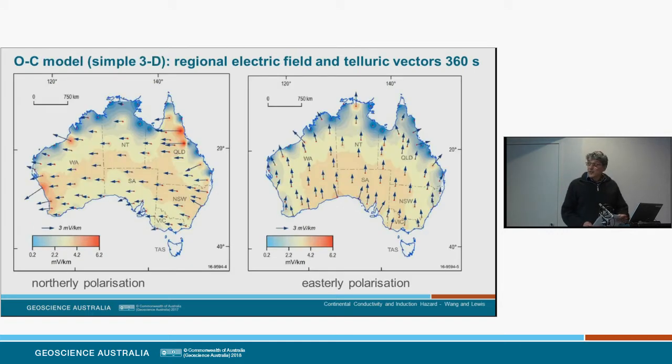So we know the Australian conductivity picture is more complicated than a 1D layered model, and this figure shows a similar hypothetical magnetic event map for a northerly and easterly polarisation using the ocean continent a priori model which I discussed before. So this model does account for the conductivity contrast between the land and the ocean, but it doesn't include any conductivity anomalies on the land.